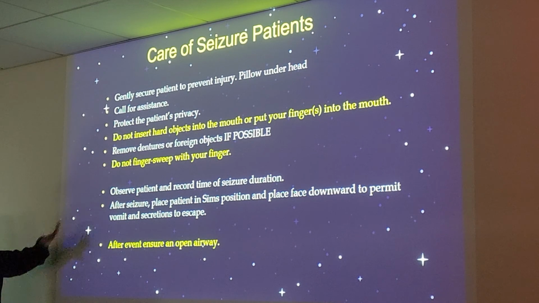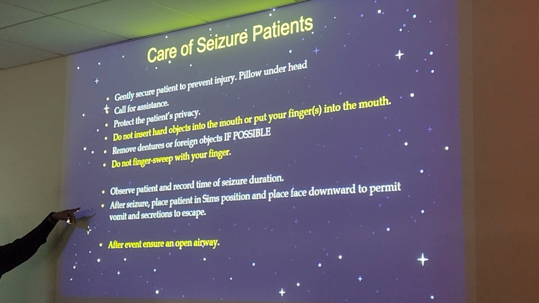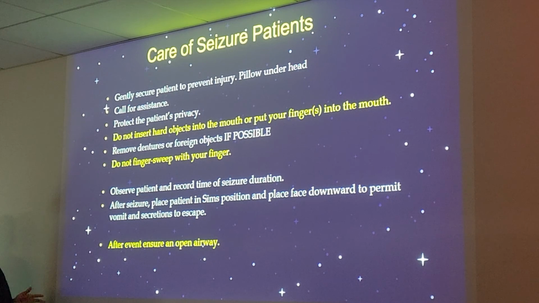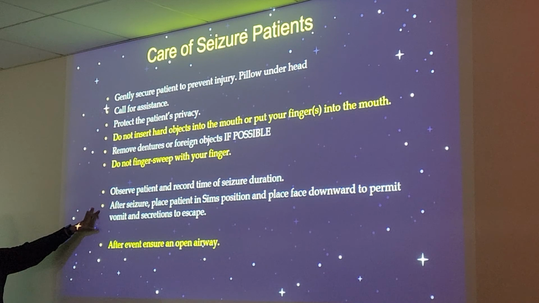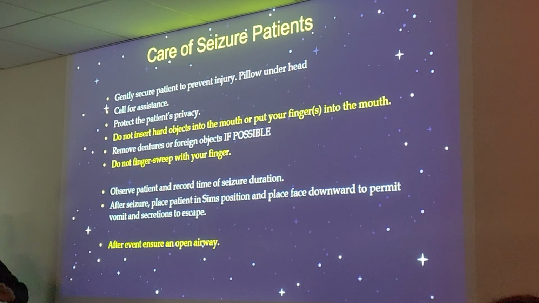And then observe the patient, make sure they're okay, and then record the time of how long the seizure has been going on. After the seizure is over, place the patient in Sims position. Do you guys remember what that is? Head up. Like, what is the Sims position? Head down. It's the recovery position, on their side, with their head off to the side, and that helps them throw up. Because seizures may produce a lot of secretions, so they may need to spit all of that out.